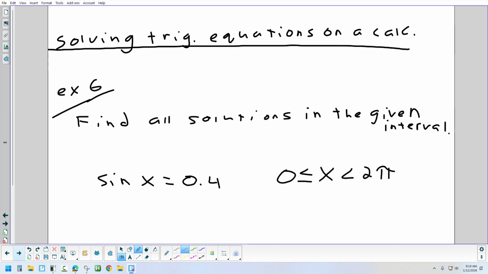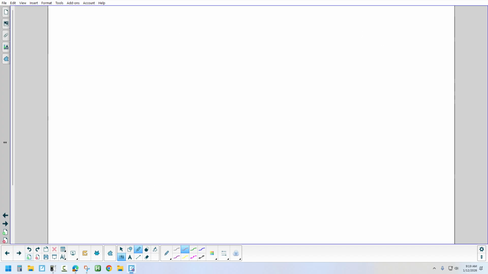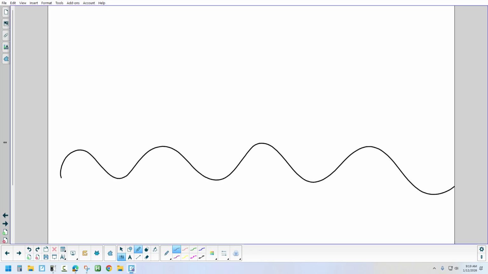Okay. So next thing we're going to look at is solving a trig equation on the calculator. So let's just think about what happens if you set a trig equation equal to a number. Here's a trig equation. Something like that. Now, if we set that equal to a number, let's say you put just a single number in y1. What does it look like when you put a number in y1 and graph it? You'll get a horizontal line. Right, you get a horizontal line.